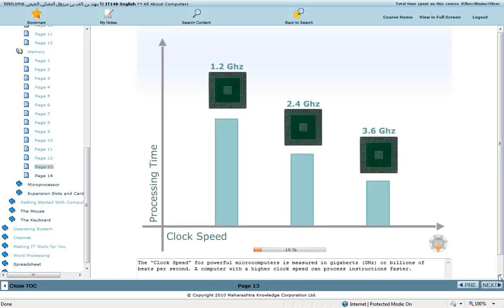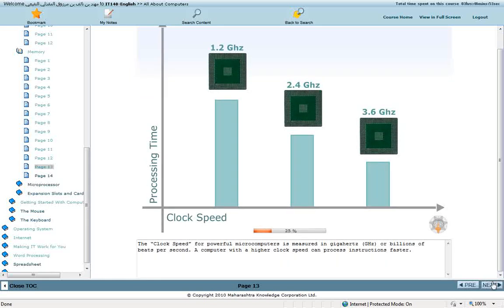The clock speed for powerful microcomputers is measured in gigahertz or billions of beats per second. A computer with a higher clock speed can process instructions faster.